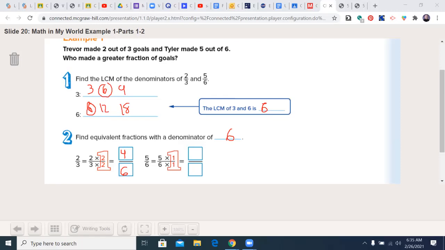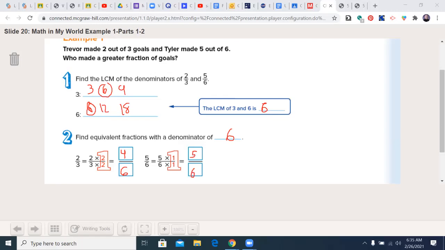If you don't believe me, do 2 divided by 3 on a calculator, do 4 divided by 6 on a calculator. Tell me which one's larger. Spoiler alert, they're the same. All right, this is already over 6. So I really only have to multiply top and bottom by 1, and they're just showing you the step.